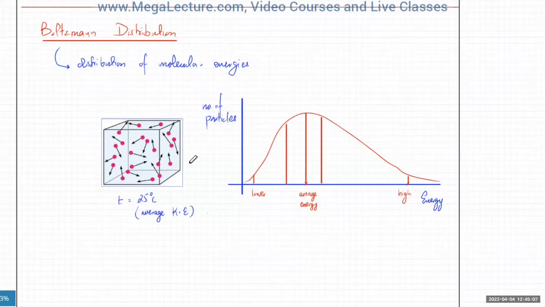Like if my room is at 25 degrees centigrade, then not all particles would be at 25. Some would be at 26, some at 24, some at 23. The average energy corresponds to 25 degrees centigrade. But over here at very high energy, the number of particles would be very few, and at very low energy, the number of particles would be very less as well. Okay, is this part clear?